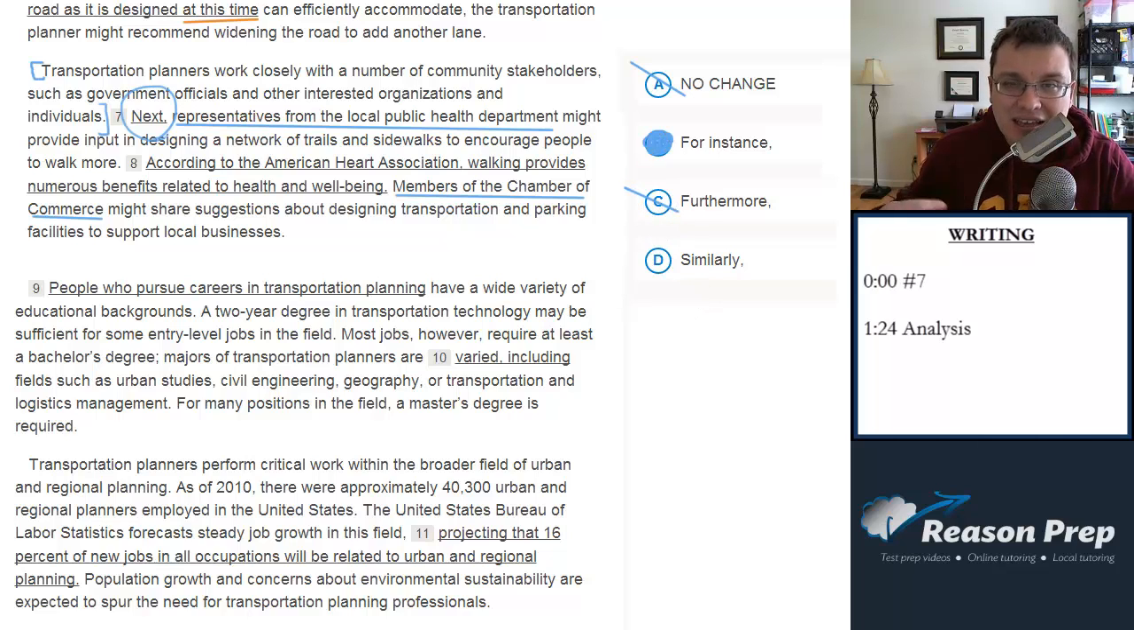Furthermore, it's not like continuing an argument. And "similarly," there's nothing really similar about this. Again, we're looking for an example, so we're looking at choice B.